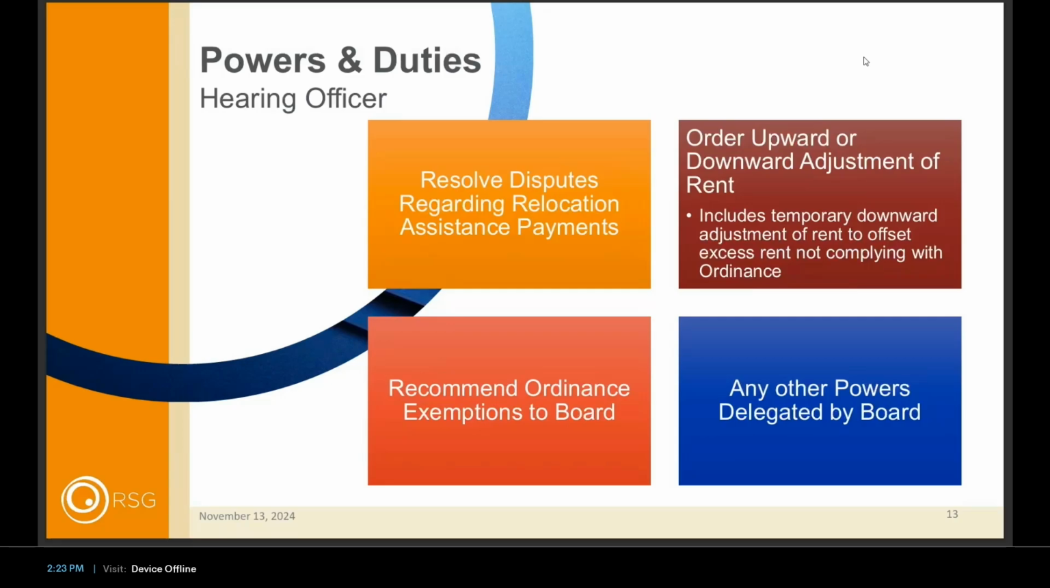Next, the powers and duties of the hearing officer. You all had your duties, but the hearing officer is contracting with the City of Inglewood to resolve disputes regarding the things we just discussed, including relocation assistance and payments, rent adjustments, and capital improvement approvals, and recommendations for ordinance exemptions to the board, and any other powers designated by the board. So your specific duties are going to fall primarily under capital improvements, but you will potentially see all of the other items we discussed previously and have to make decisions on those.